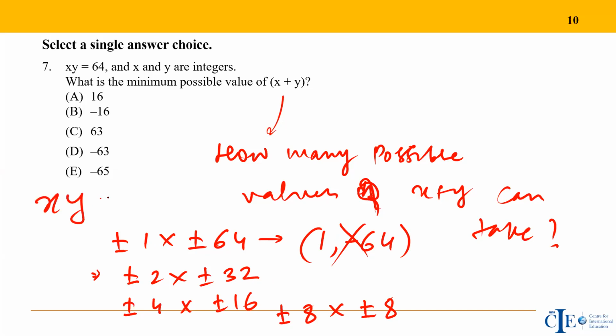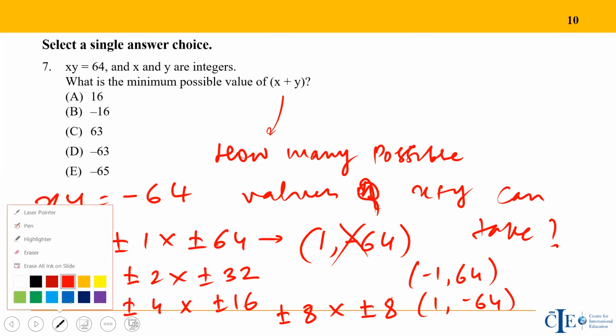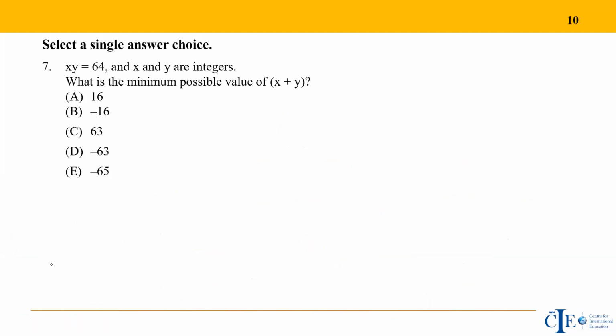If xy was minus 64, it would still be 8. Correct? Yes, because then I have to take opposite signs. One should be positive and the other should be negative. So now minus 1 and 64, and 1 and minus 64. These cases will be considered. Either one of them should be negative. So these could be the other combinations, different types of questions that can be reframed on the same logic. So that's the simple approach that I need to take for this one.